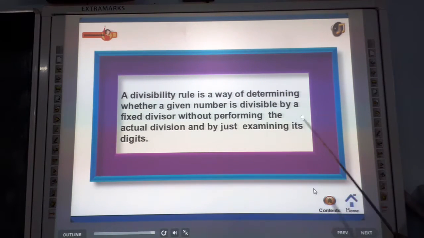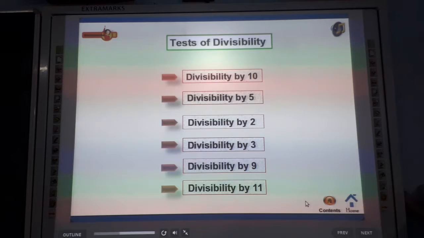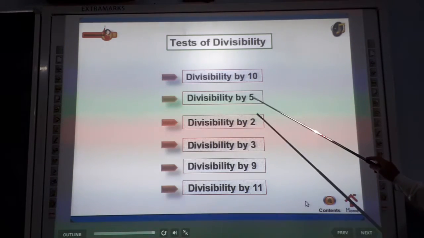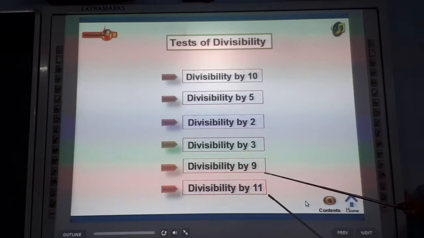Divisibility rule is a way of determining whether a given number is divisible by a fixed divisor without performing the actual division. Without performing the actual division process, we can examine whether the number is divisible or not. And what do we have to examine? We have to examine its digits, last 2 digits, unit place digits, and odd place digits, even place digits like this. Now we are moving to the divisibility test by 10, 5, 2, 3, 9 and 11.